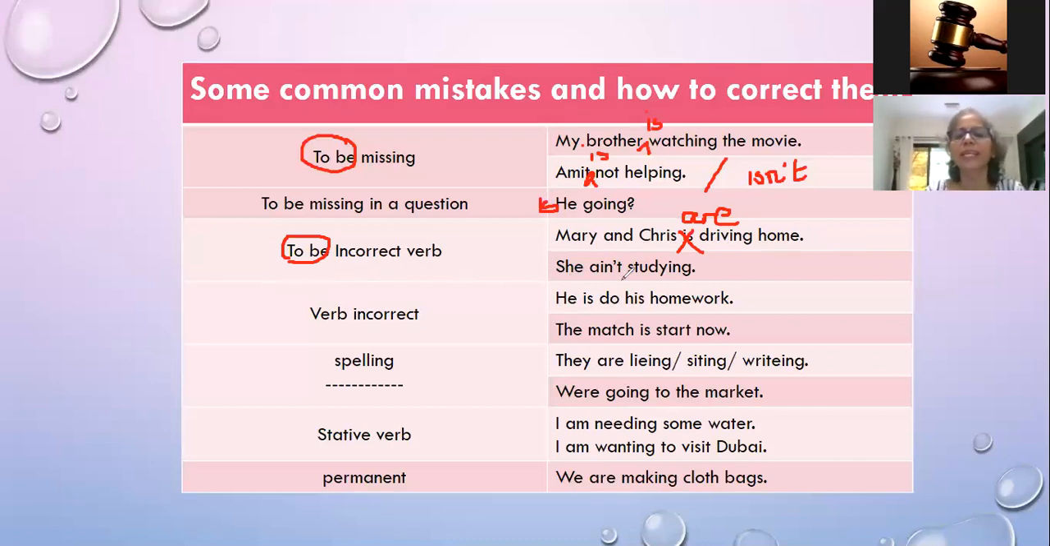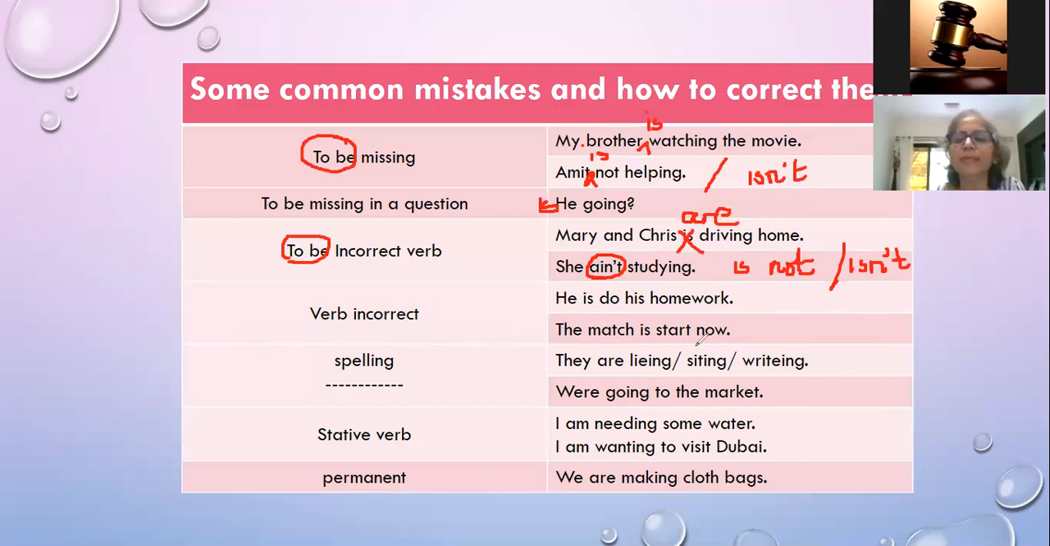Or "she ain't studying." Again, ain't is not the correct to be word. It should have been she is not studying or she isn't studying. Is not is contracted to form isn't. When we bring these two words together, the O is removed, we put an apostrophe in its place and write the T. So, she isn't studying. That is the correct form of the to be verb.